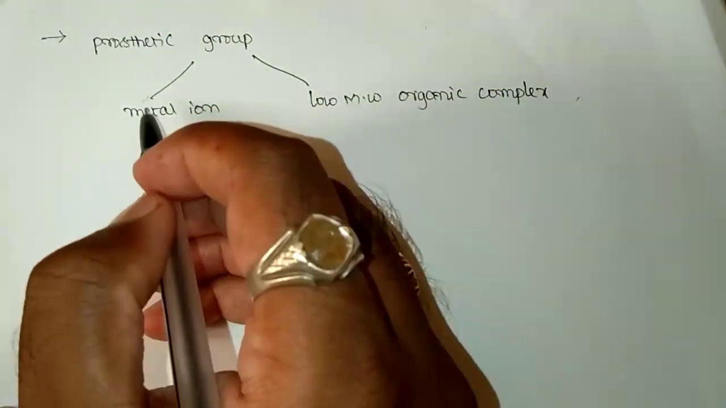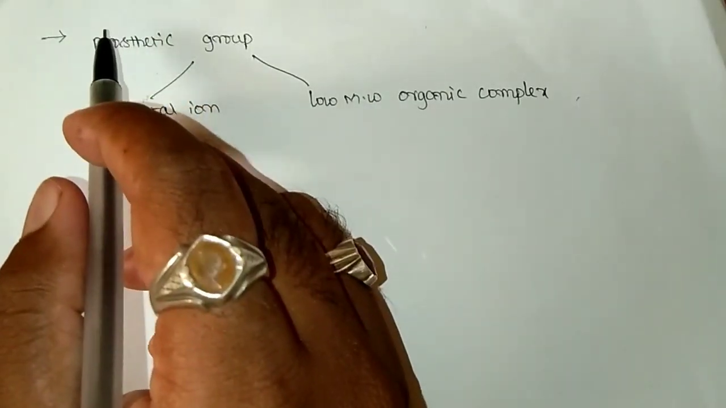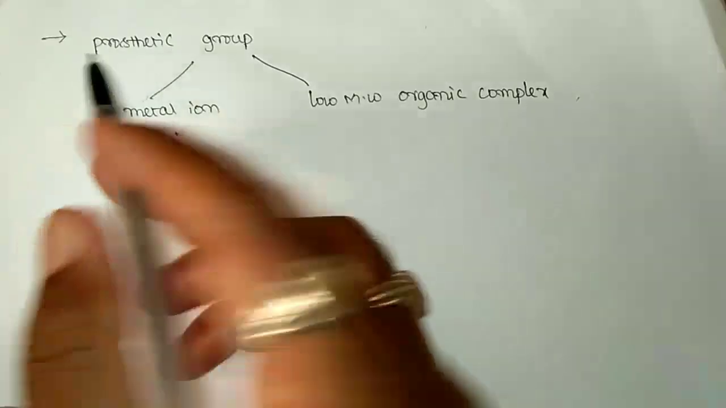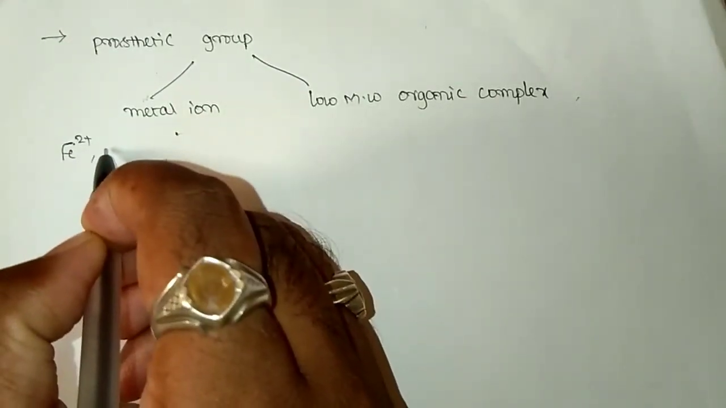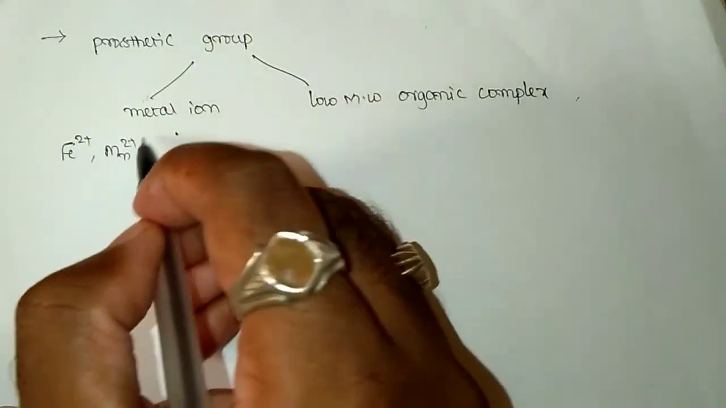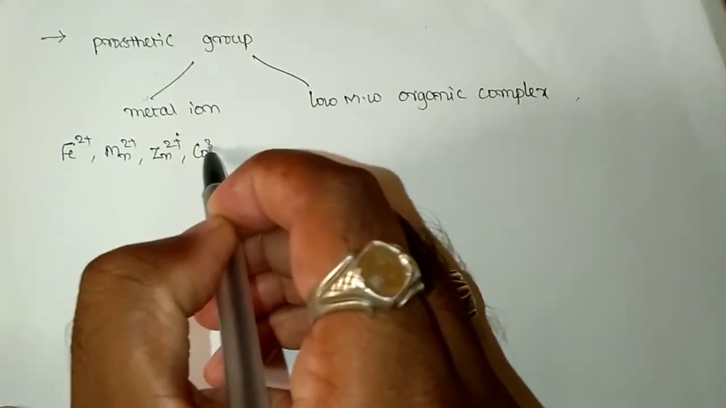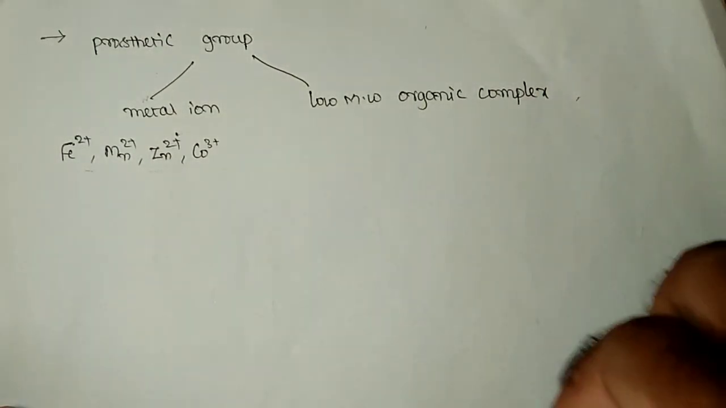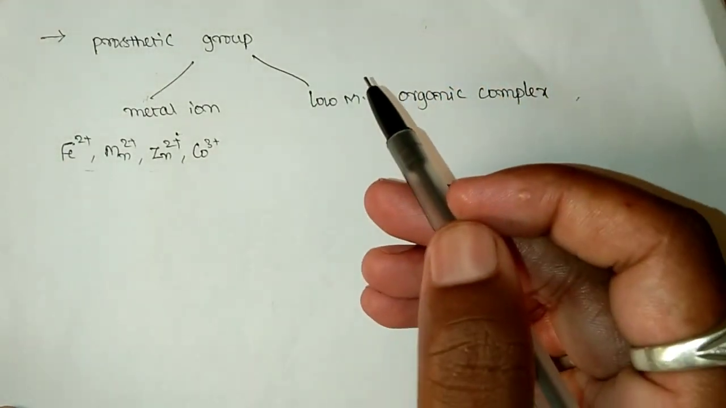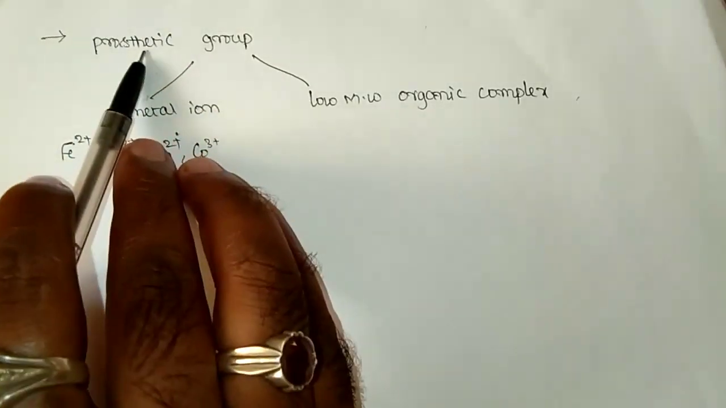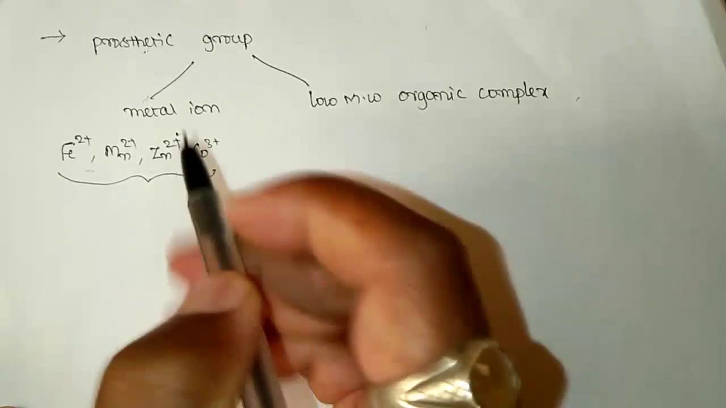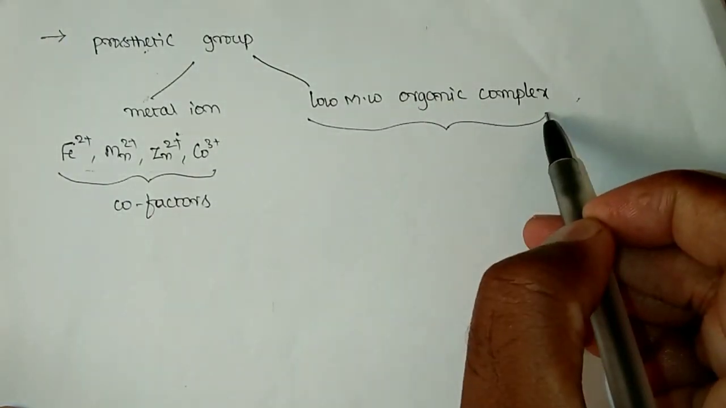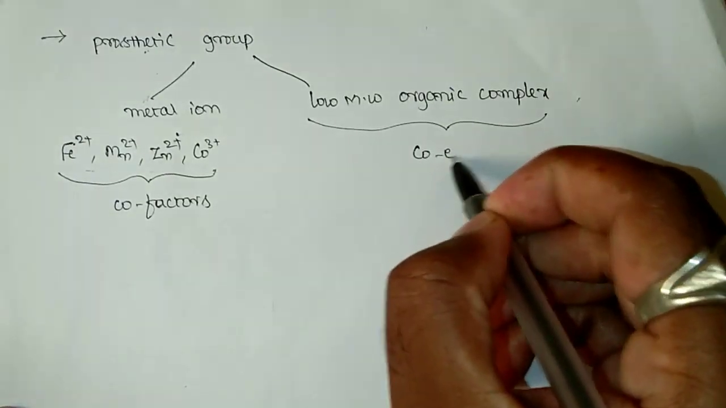Okay, and the metal ion, that is the prosthetic group that can be present along with the enzyme protein. We can give some simple examples for the metal ions acting as a prosthetic group with enzyme protein. Some examples may be Fe2 plus ion, Mn2 plus ion, zinc ion, or cobalt 3 plus ion, etc. Like this we can give many examples. And the low molecular weight organic complex, any organic complex may be present along with the enzyme protein. The metal ion prosthetic group present along with the enzyme protein is called a cofactor. And the low molecular weight organic complex present along with the enzyme protein is called a coenzyme.